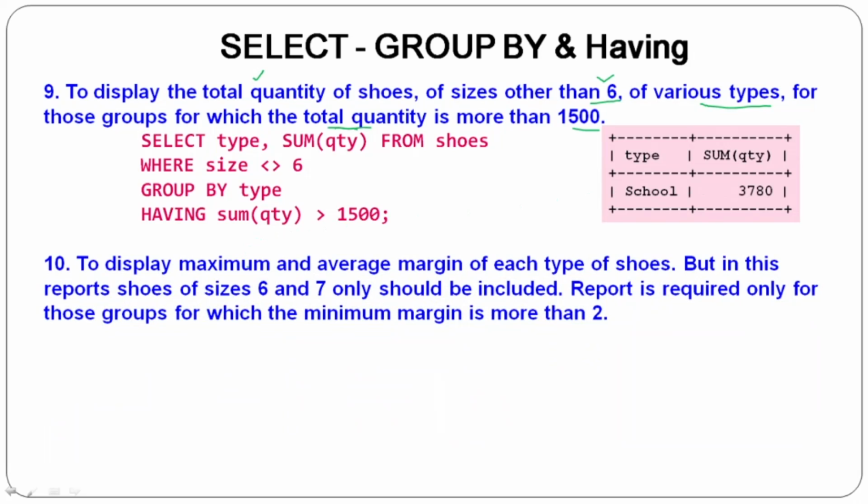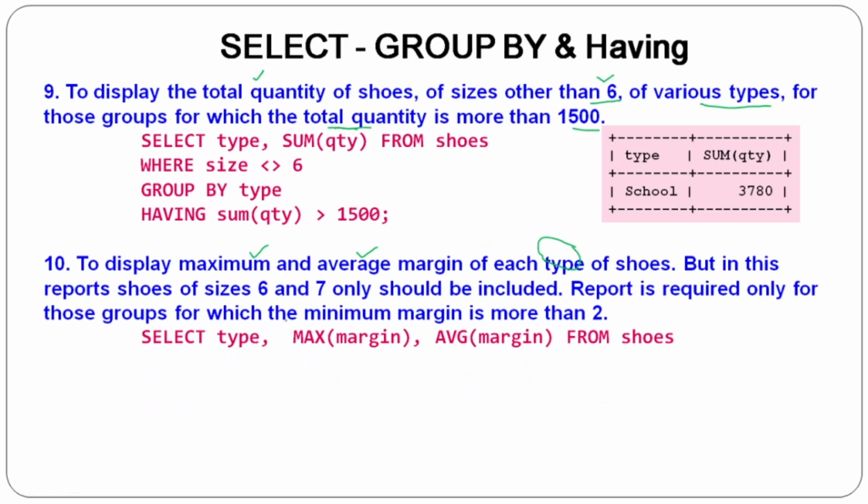Next question is to display the maximum and average margin of each type of shoes. We have to group by type, and the maximum and average margin is to be displayed. So the first part will be select type comma max margin comma AVG margin from shoes. In this report, shoes of sizes 6 and 7 only should be included. So we have to apply a where clause, where size in 6 comma 7. Then we can use the group by clause, group by type.